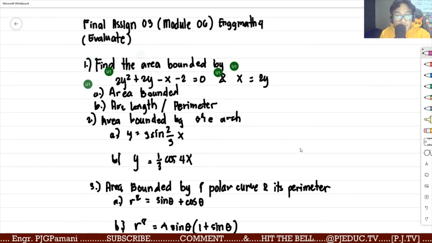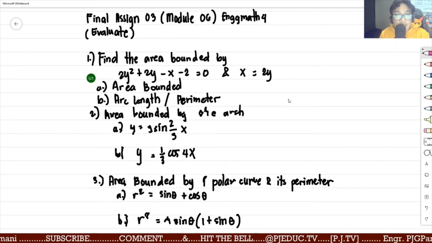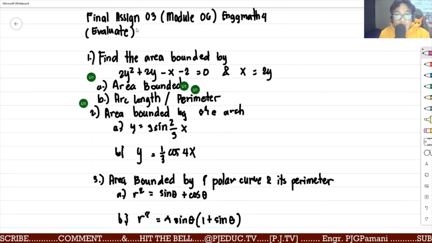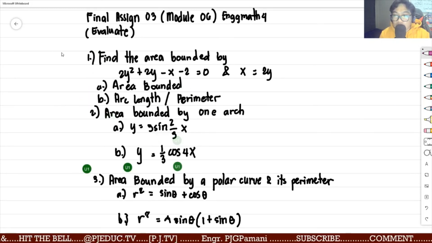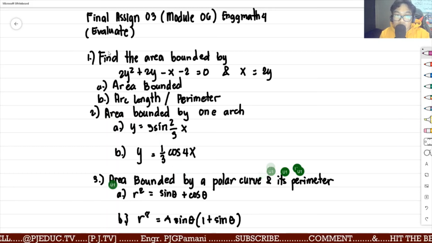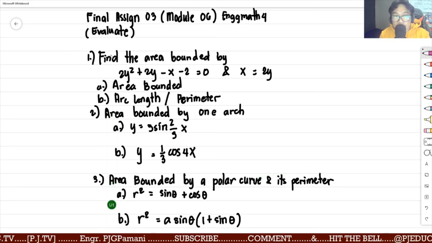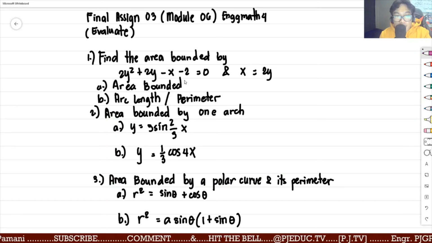Okay. For your assignment, final assignment number 3, module number 6, Enggmath 4, will be your evaluate problems or evaluate assessment problems. Number 1, find the area bounded by the two given equations. 2y squared plus 2y minus x minus 2 equal to 0 and x equal to 2y.